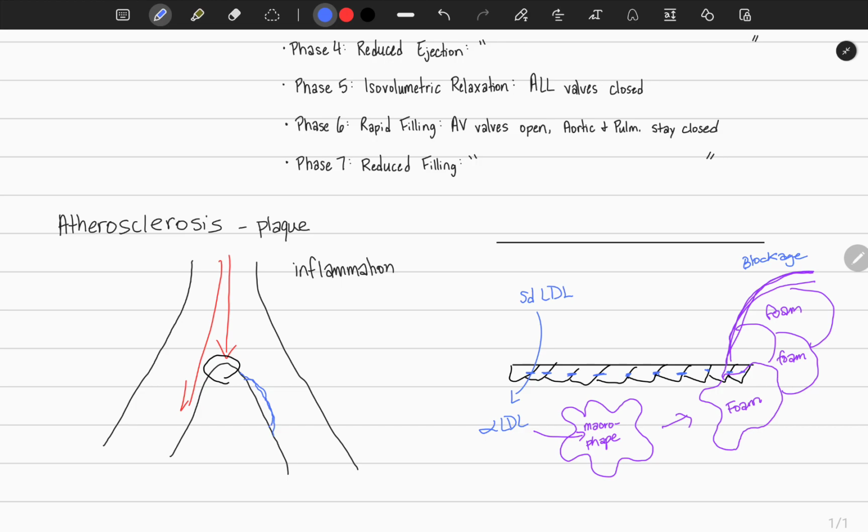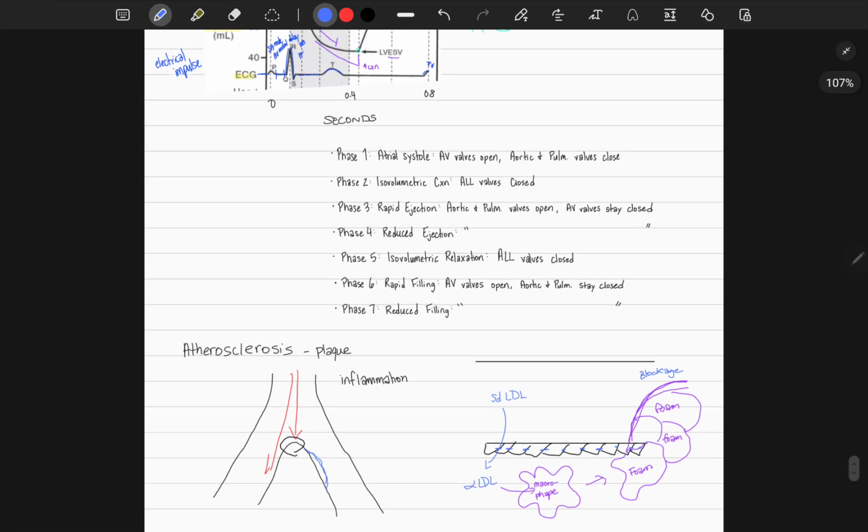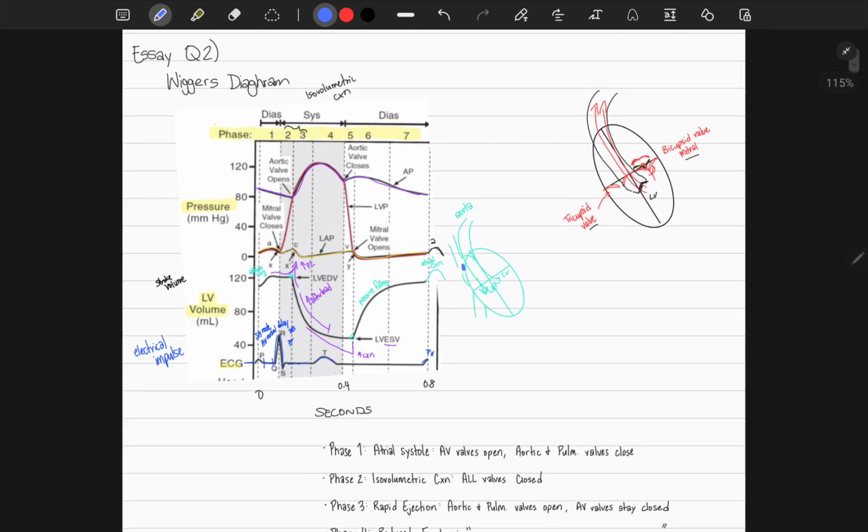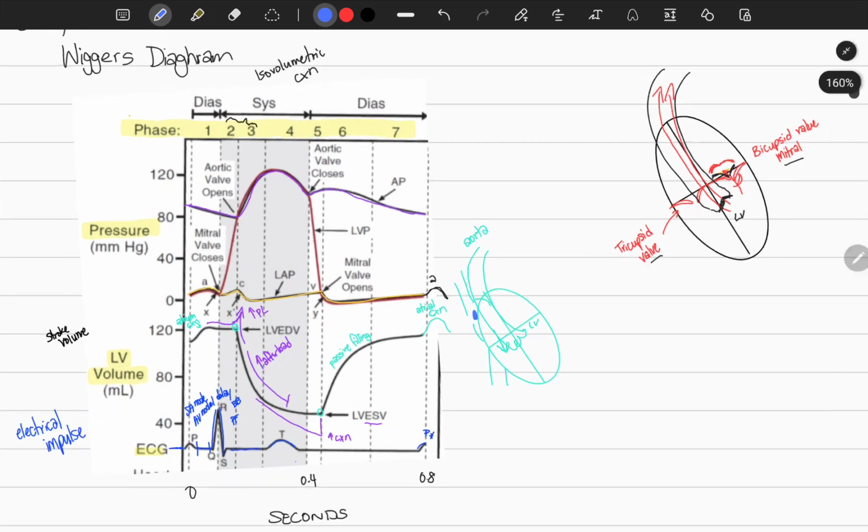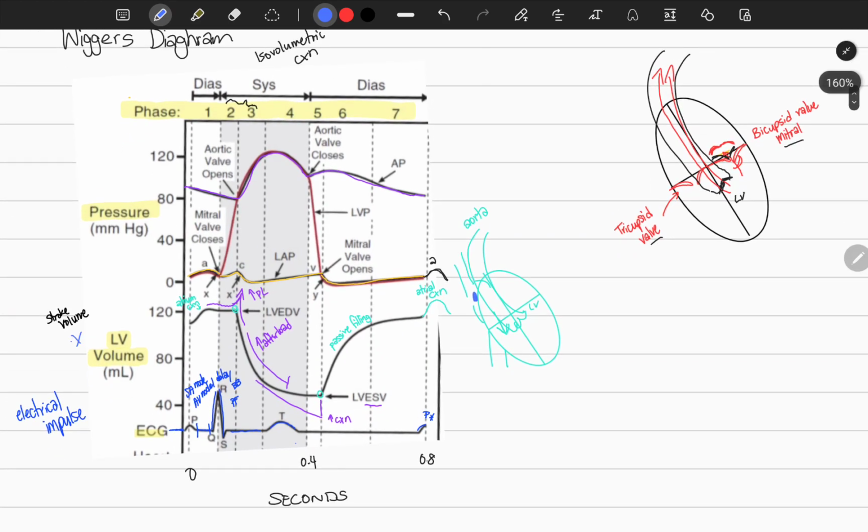If there's a blockage in the lumen, that means there's going to be a decrease in blood volume. Blood is not going to be able to travel. Blood is not going to be able to feed the heart through the coronary artery, so it won't be able to work as hard as its lack of nutrients is subsidized. So if we go back to Wicker's diagram, we're definitely going to see it here as decreased in volume.